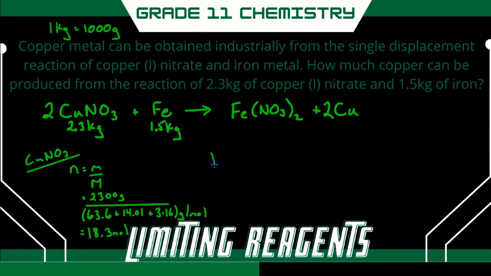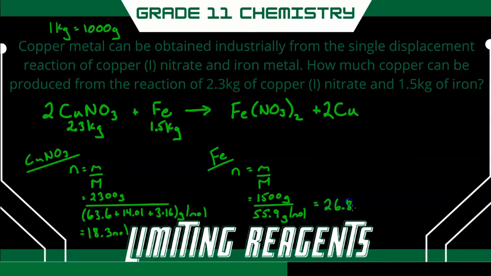So now let's look at how many moles of iron we have. So again, number of moles is mass over molar mass, where the mass of iron is 1,500 grams, divided by its molar mass of 55.9 grams per mole, which gives us 26.8 moles.